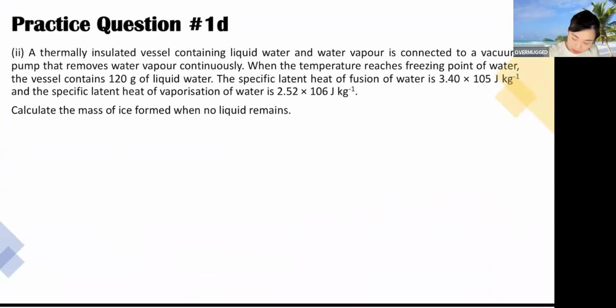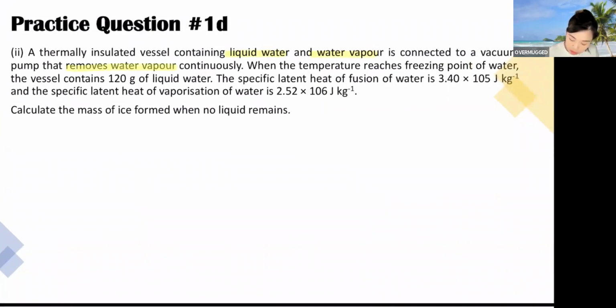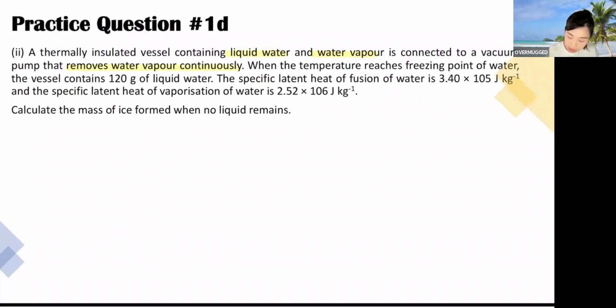A thermally insulated vessel containing liquid water and water vapor is connected to a vacuum pump that removes water vapor continuously. When the temperature reaches the freezing point of water, the vessel contains 120 grams of water. The specific latent heat of fusion of water is given to be this, and the specific latent heat of vaporization of water is given to be this. Calculate the mass of ice formed when no liquid remains.